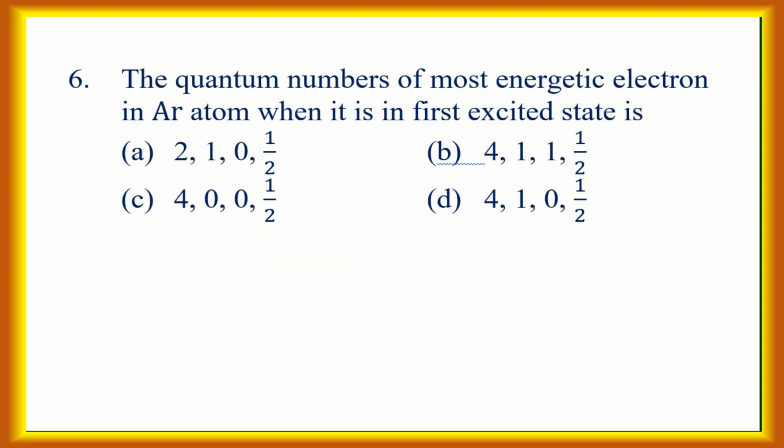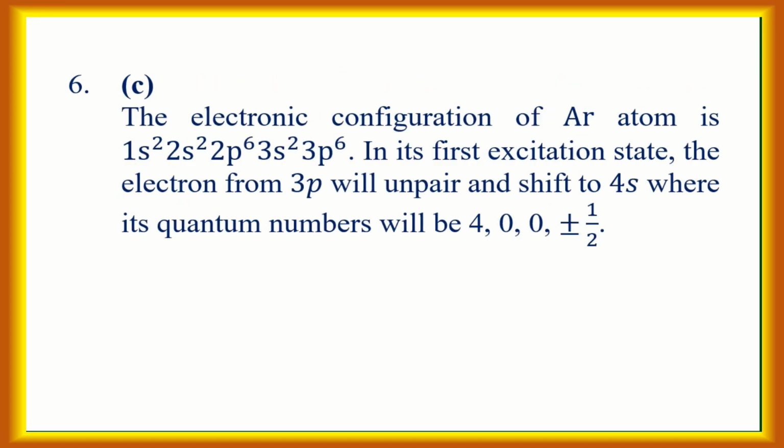And next, question 6. The quantum numbers of the most energetic electron in an argon atom when it is in the first excited state is, option R, the answer is C. The electronic configuration of argon atom is 1s2, 2s2, 2p6, 3s2, 3p6. In its first excited state, the electron from 3p will become unpaired and shift to 4s, where its quantum numbers will be 4, 0, 0, plus minus half. So it is clear now.